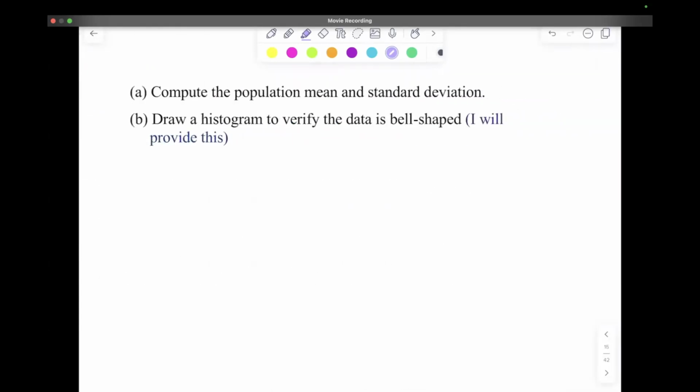All right. We're going to compute, don't worry, I'm not making you do this, the population mean and the standard deviation. We're going to draw a histogram to verify it's bell-shaped. So you need to know the empirical rule only works if our data is bell-shaped or normal. It only works when it's bell-shaped. I don't believe I'm going to ask you that question, but you need to know that.